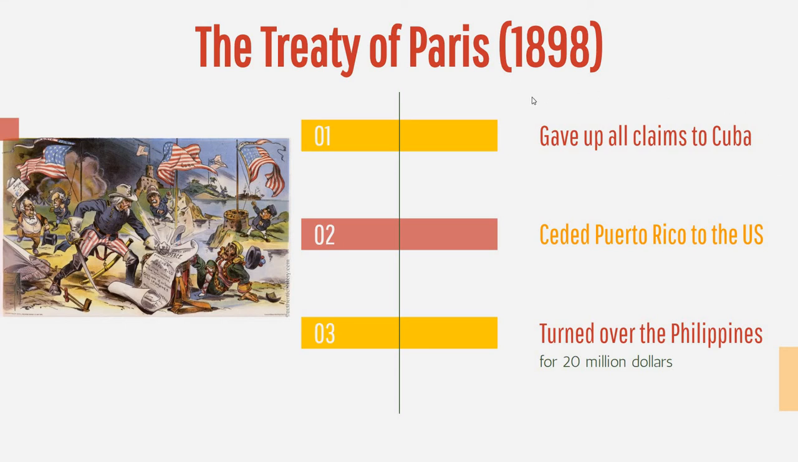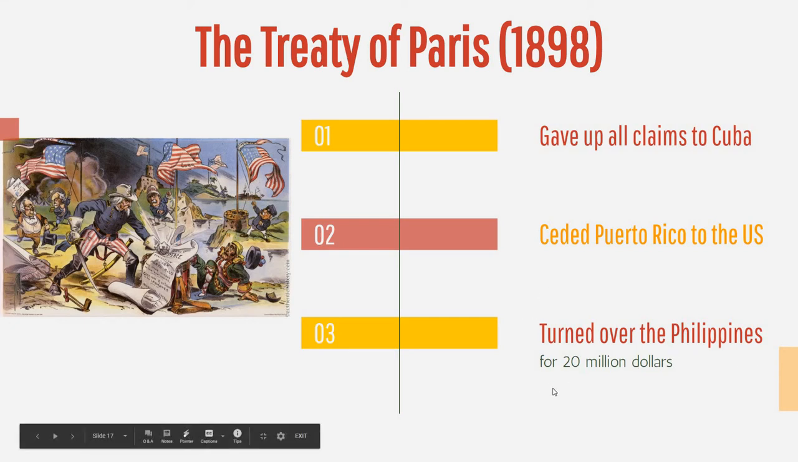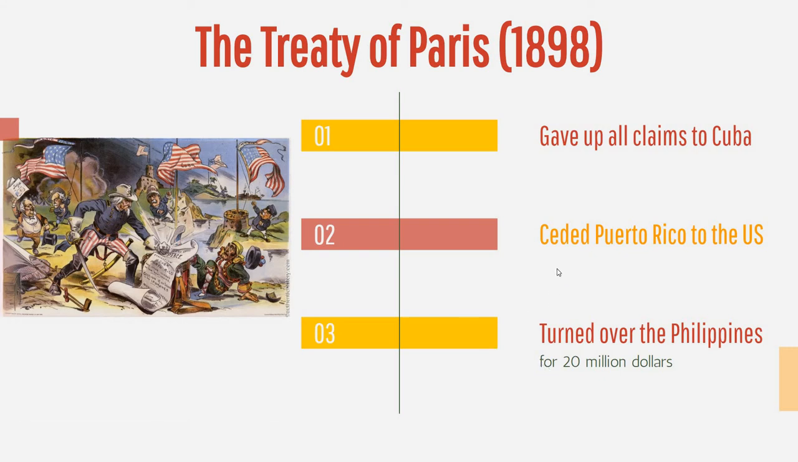So if you remember yesterday we talked about the last two Spanish holdings in the New World was Cuba and Puerto Rico. And now they've lost both of those to the United States, as well as the Philippines over in Asia. Now, the Philippines, they didn't get off scot-free for that. We had to pay $20 million, but for an entire island chain, that is a cheap, cheap sum.